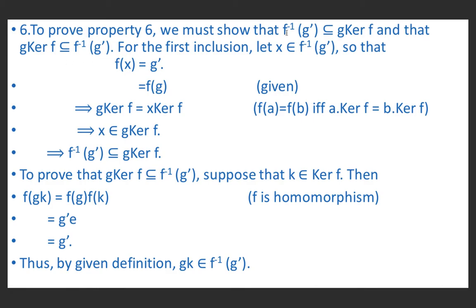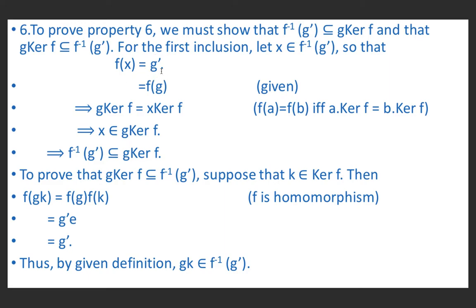For the first inclusion, F inverse G dash is a subset of G kernel F. Let X belong to F inverse G dash. Now we will show that X belongs to G kernel F. Because X belongs to F inverse G dash, by definition Fx equals G dash, because F inverse G dash is defined to be the set of all elements X belonging to G for which Fx is equal to G dash. So Fx is equal to G dash.